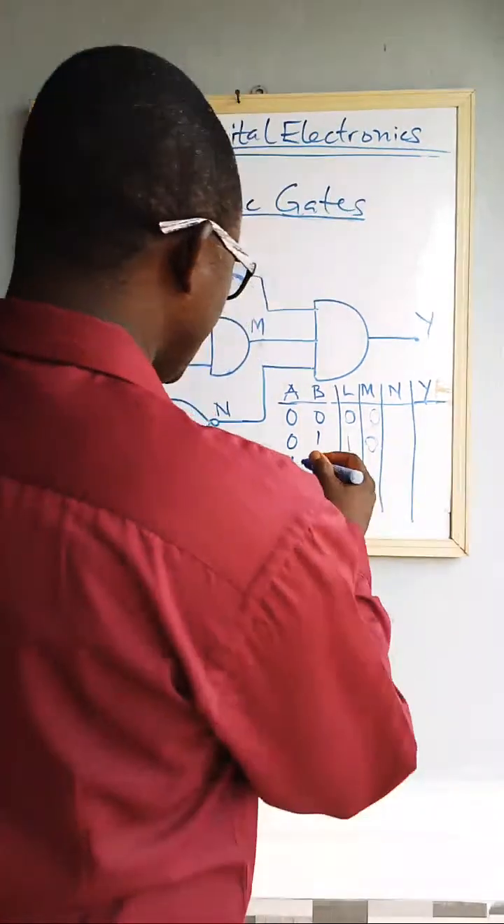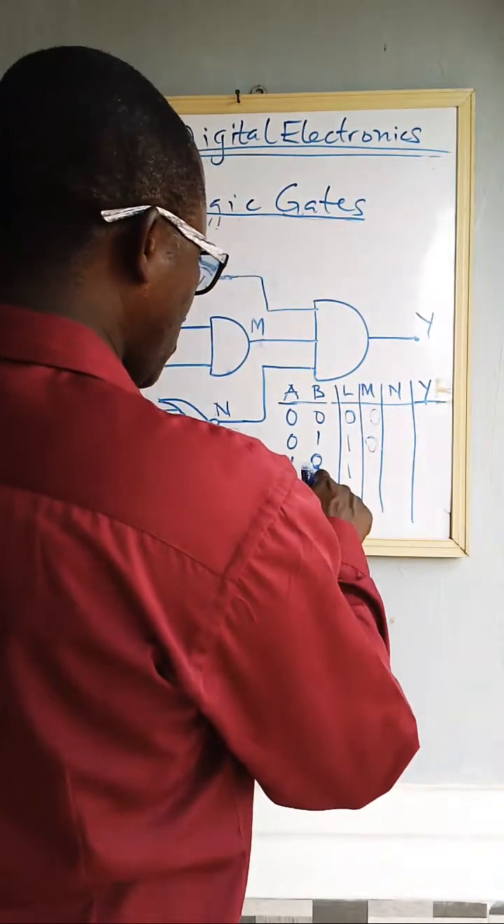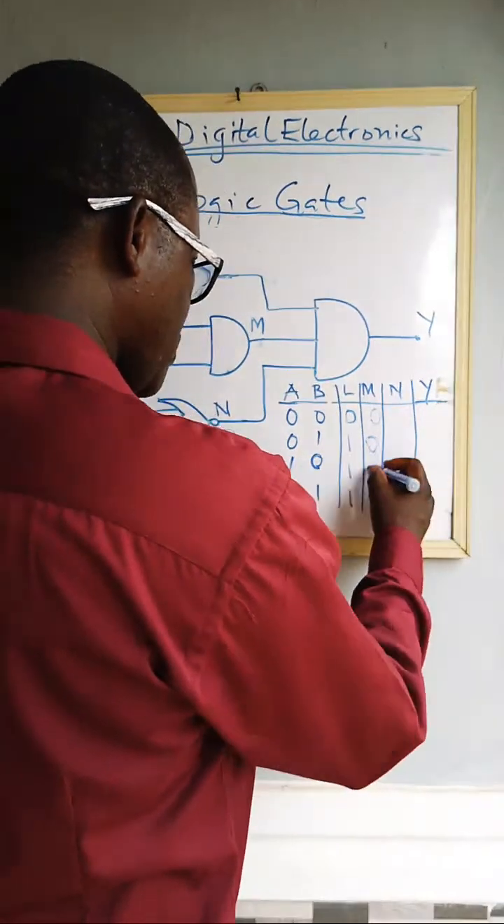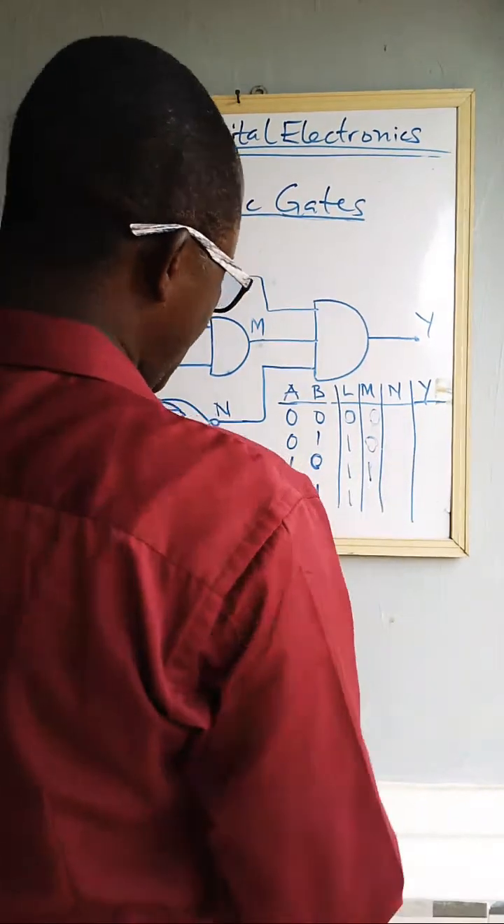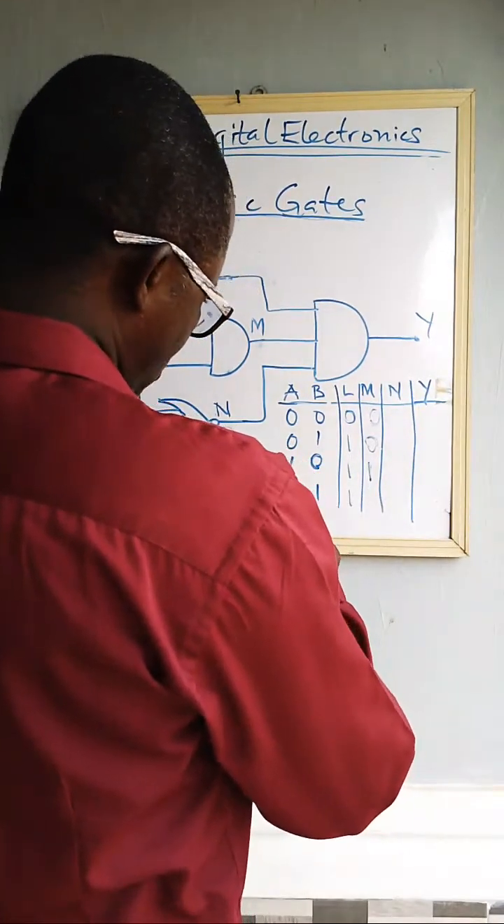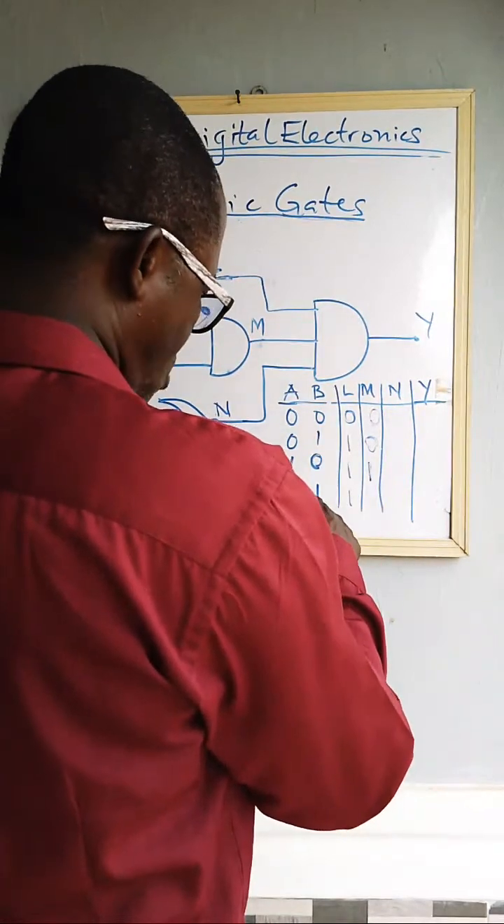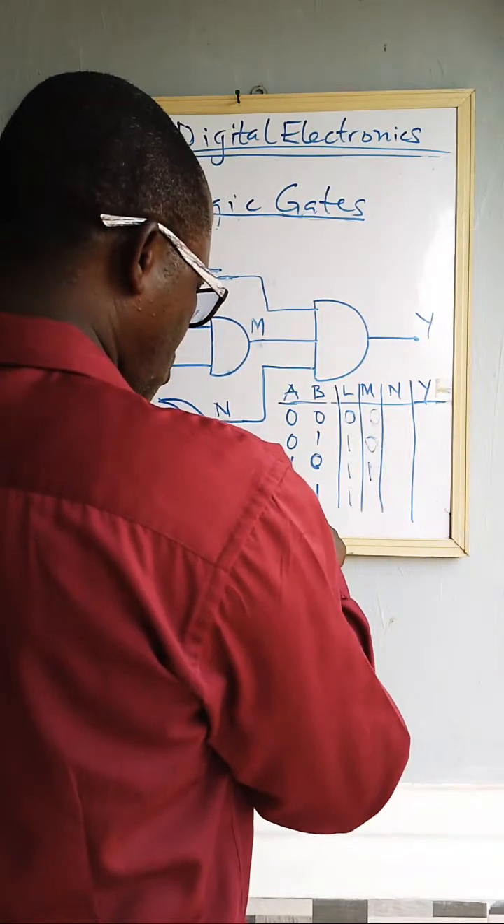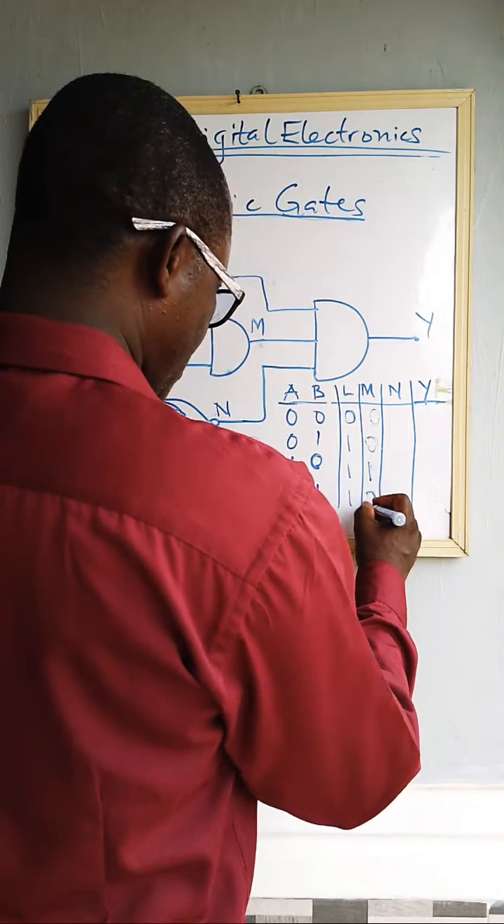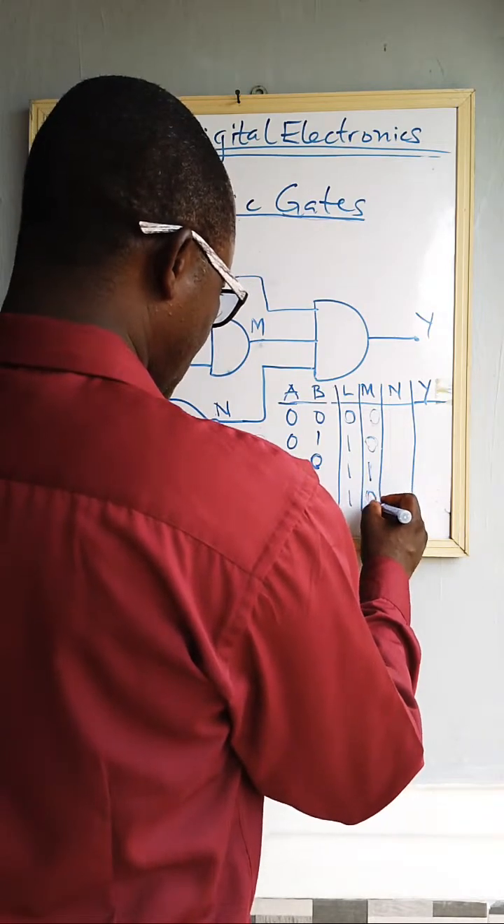A is 1 when B is 0. So inversion of B will be 1. So 1 and 1 will give us a 1. Here, A is 1, B is 1. So inversion of B will be 0. 1 and 0 will give us a 0. That's what we have here.